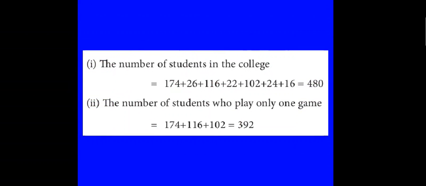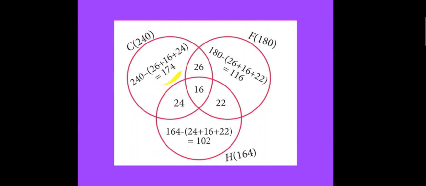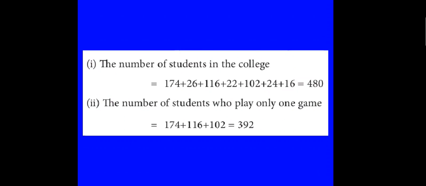So from the Venn diagram, what is the question? First one, the number of students in the college, that is we should add all the values, that is 174 plus 116 plus 102 plus 26 plus 22 plus 24 plus 16, because all these represent that portion alone. So we will get the value 480 students.